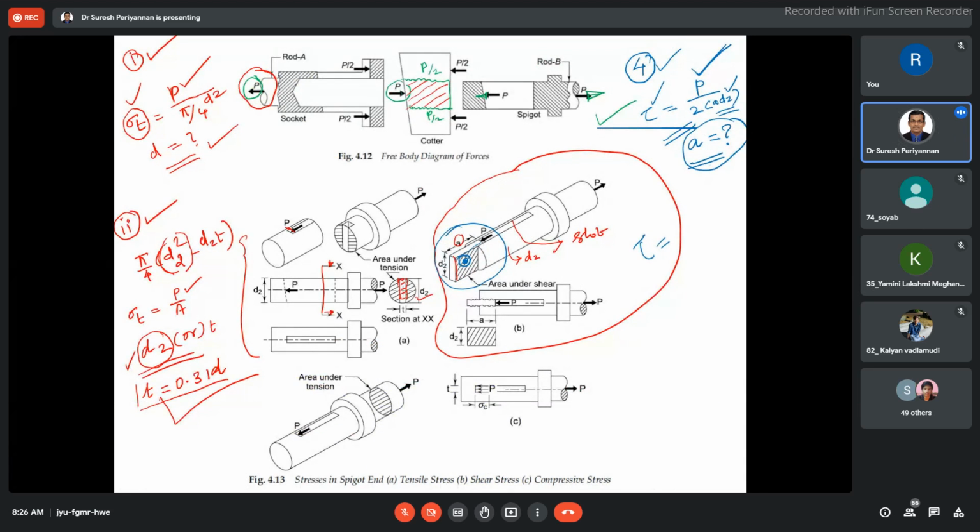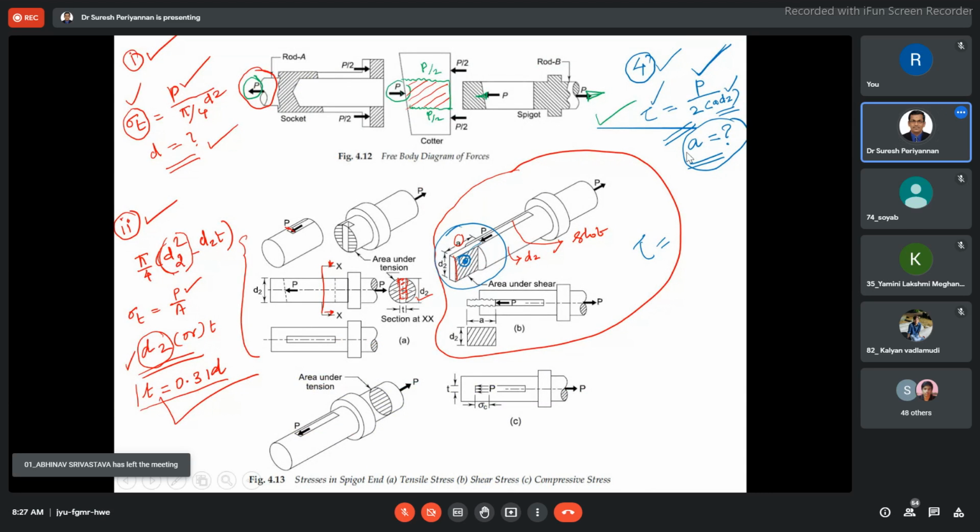Now we discussed the tensile failure for three components: spigot, rod, and socket. Then we discussed shear failure in the cotter. Then we discussed shear failure in the spigot. Now we are going to discuss shear failure in the socket. First we discussed tensile, now we are discussing shear failure in the socket.